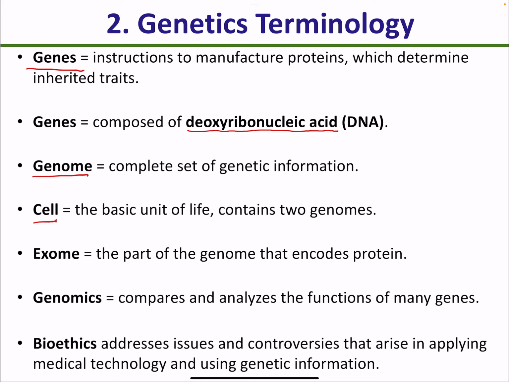The next term that we are going to address is going to be exomes. The exome is a part of the genome that is going to specifically produce a protein. While genomics is a discipline in biology or in genetics that compares and analyzes the functions of many genes across living systems.